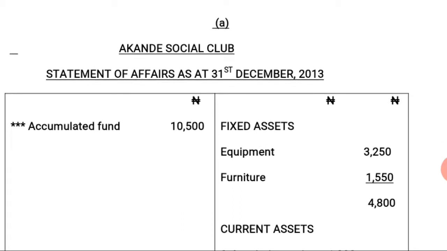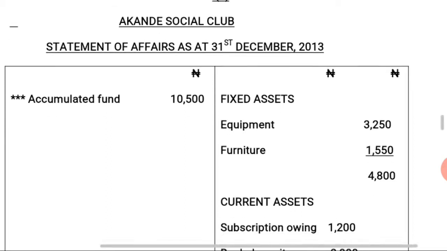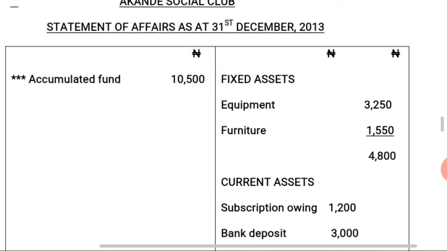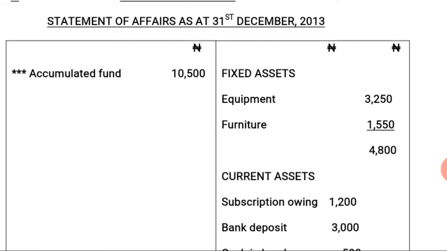That is, this statement of affairs will be the one as at the beginning of the year 2014, because it is the one that ends the year that was prepared as at the end of the year 2013, which will automatically become the one for the beginning of the year 2014. So Account Ss2 Club statement of affairs as at 31st December 2013. There will be no need for debit or credit because a statement of affairs is a statement and not an account.